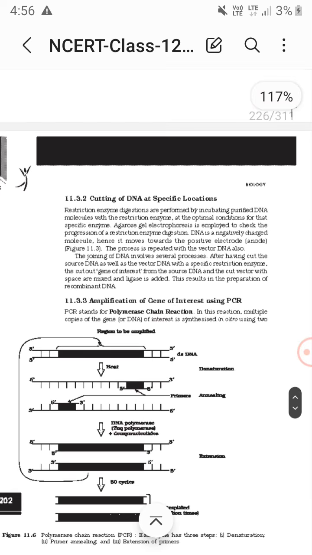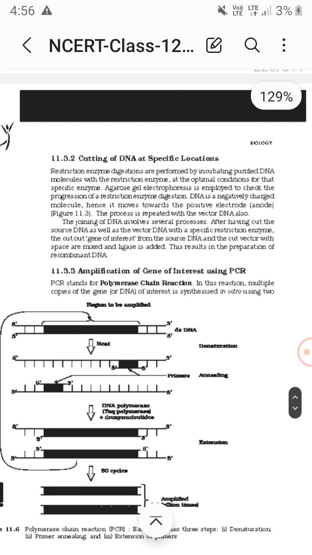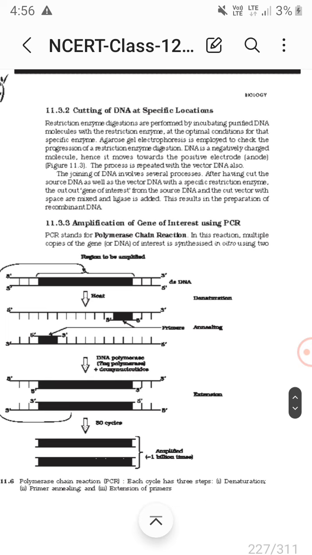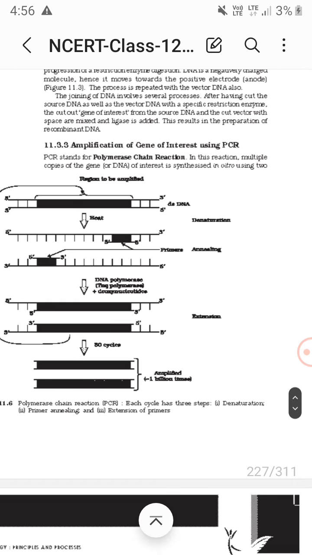Now in the second step, the cutting of DNA at specific locations, we use the restriction enzyme. The third step is the amplification of the gene of interest using PCR. The gene that we want, the gene of interest, we need to amplify it using PCR. PCR means the polymerase chain reaction.